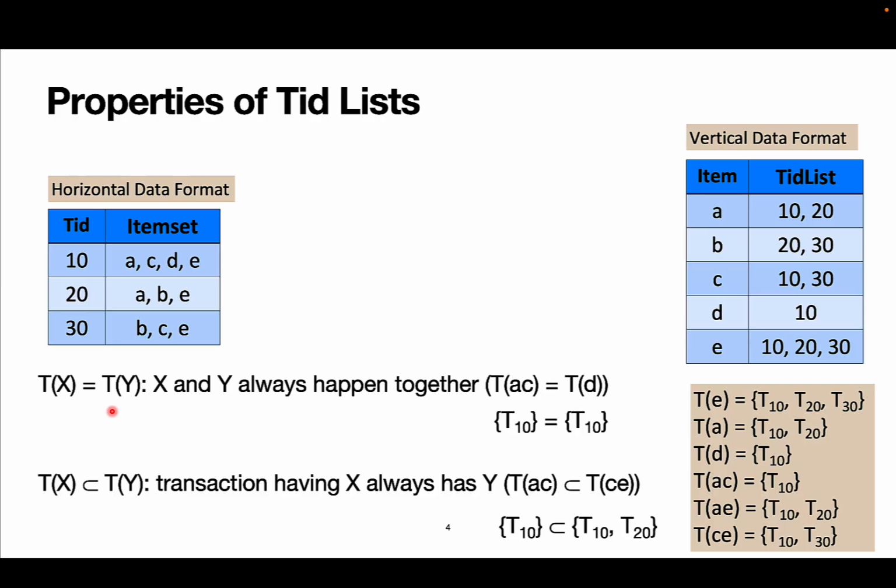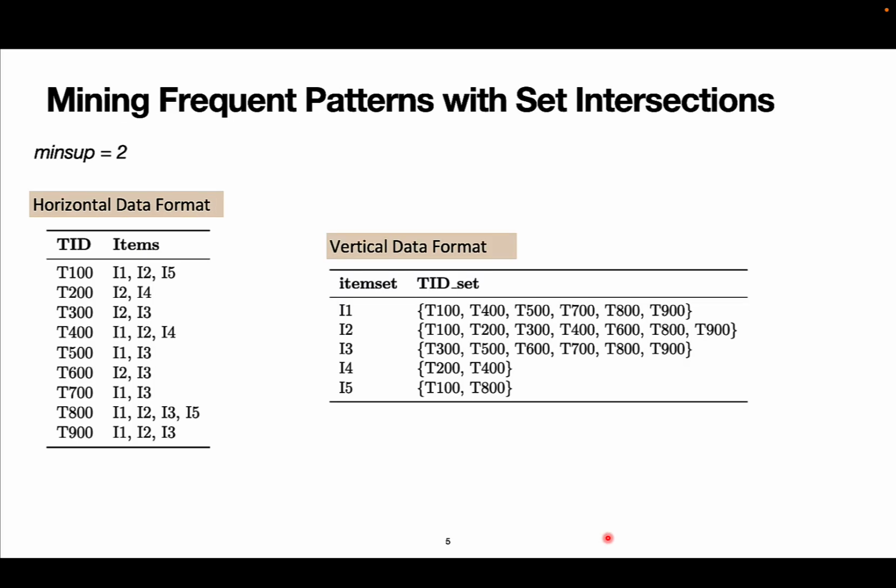T of x equals T of y, which means x and y always happen together. Transaction list of AC is equivalent to the transaction list of D. If the transaction list of x is a subset of T of y, that means a transaction having x always has y. As you can see here, T of A is a subset of T of C and E.